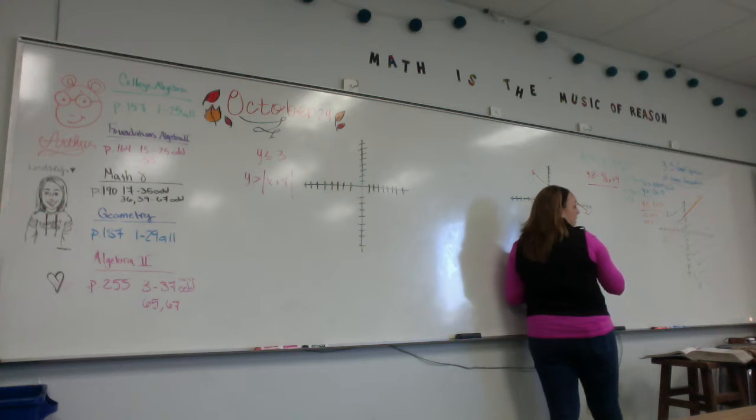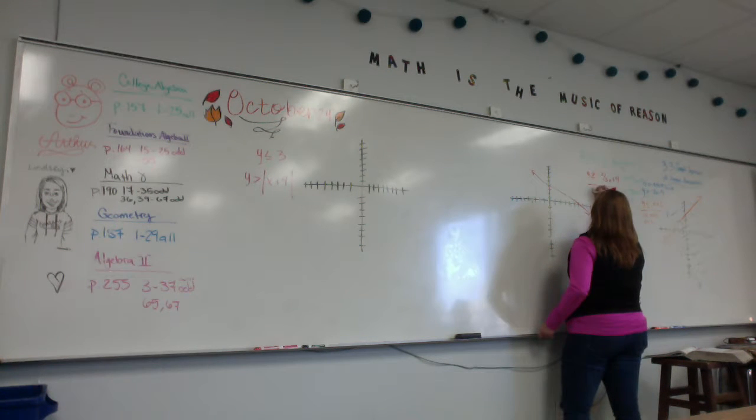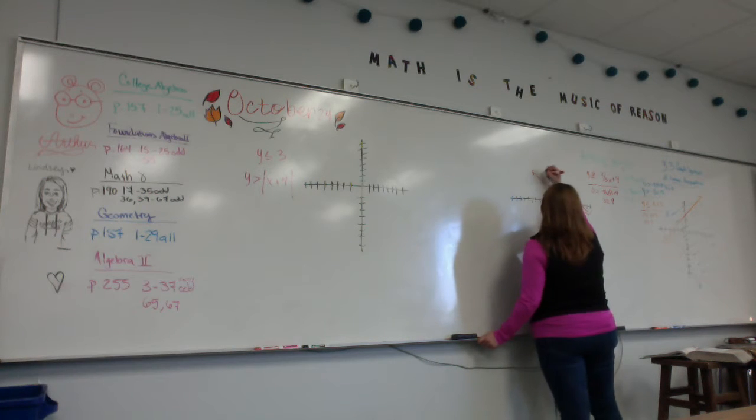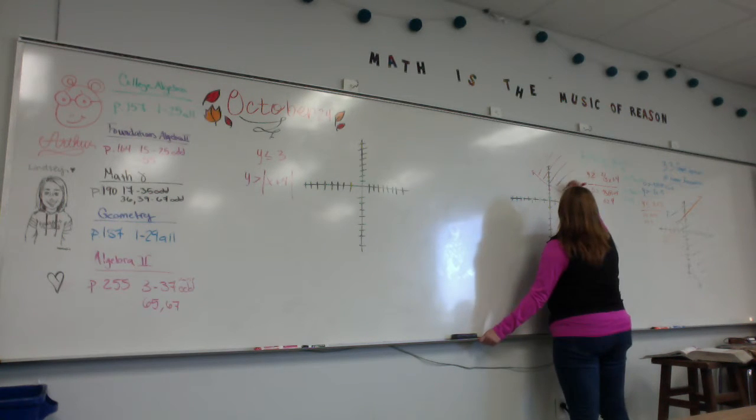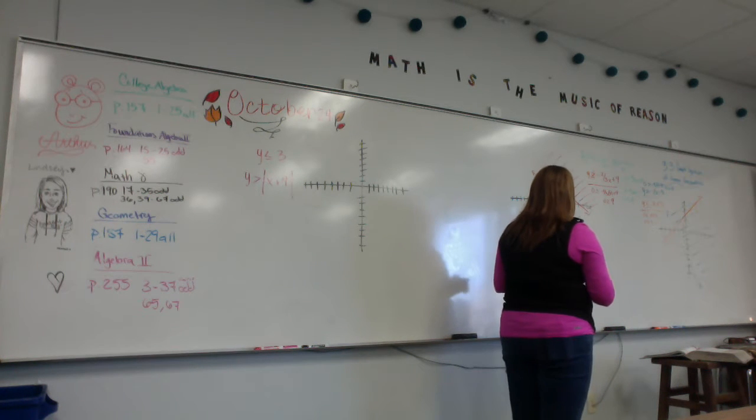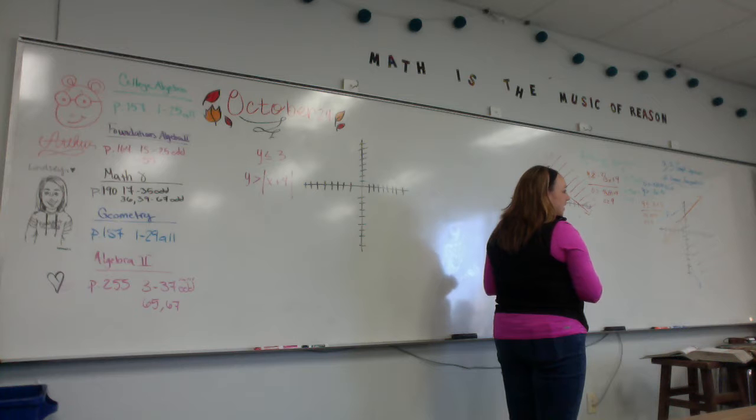shading's going to go that way. But I'll prove it to you. If I plug in 0, 0: is 0 greater than or equal to negative 2/3 times 0 plus 4? Is 0 greater than or equal to 4? No. So I cannot shade where 0 is, so I have to shade away. So there is no solution in this one because the slopes are the same and they are parallel lines.